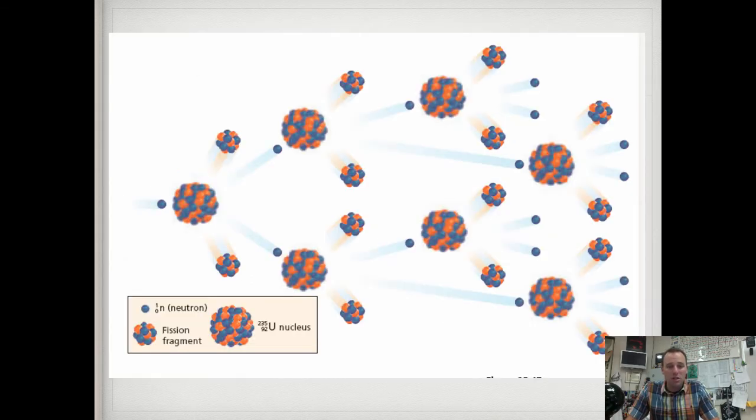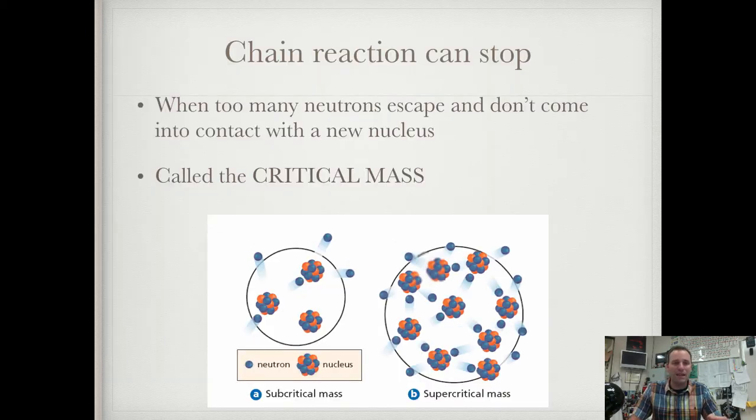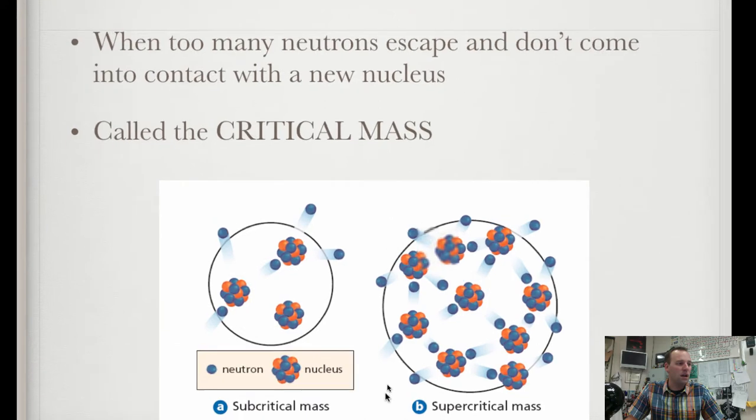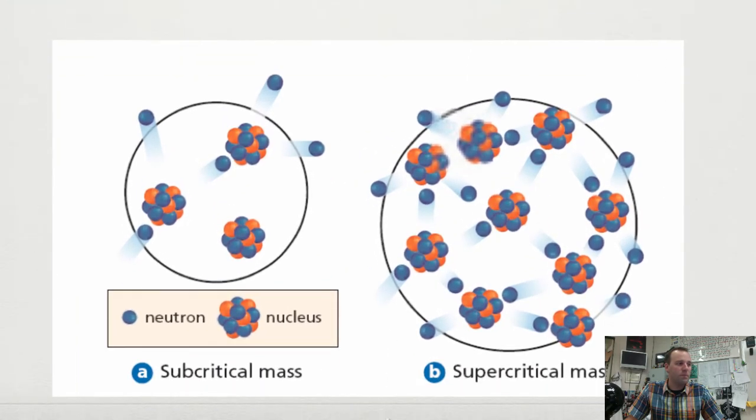Here's another picture showing what a chain reaction could look like. Now this chain reaction is just going to keep going and going, growing and growing, but we need a way to control it inside the power plant, which we'll talk about. But it also could stop on its own if we don't maintain critical mass. What critical mass is, basically, is do we have enough neutrons coming into contact with the nuclei to keep the reaction going?